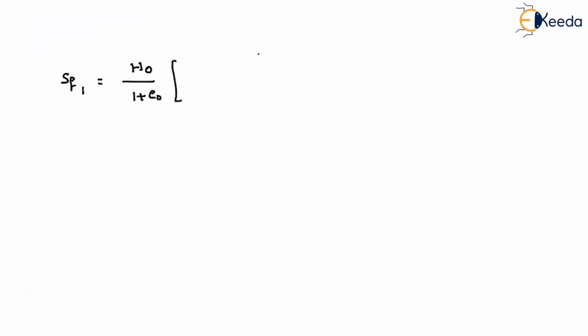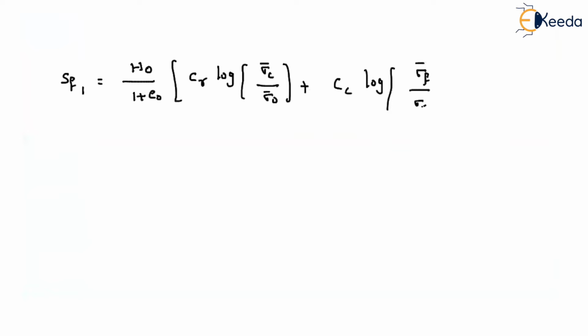For 10 to 20, we have to use the recompression index Cr into log of the recompression stress divided by initial stress, plus after the pre-consolidation stress, when compression is happening, Cc into log of the final effective stress divided by the pre-consolidation stress. That's it. What about the H naught?